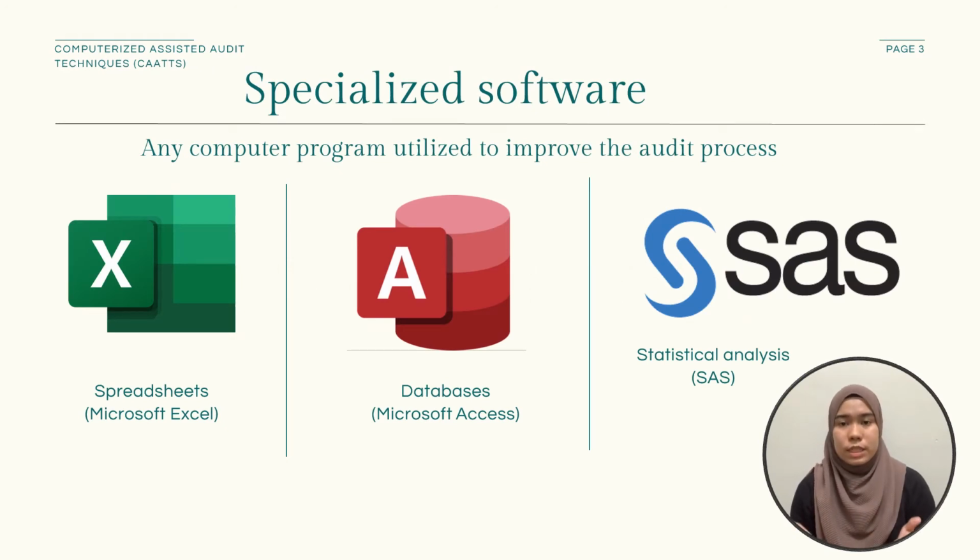What is specialized software? Specialized software refers to any computer program that was utilized to improve the audit process. Generally, it's used to refer to any data extraction and analysis software. This would include programs such as data analysis and extraction tools, spreadsheets such as Microsoft Excel, database such as Microsoft Access, statistical analysis such as SAS, while specialized audit software is written in a procedure or problem-oriented language to fulfill a specific set of audit tasks.